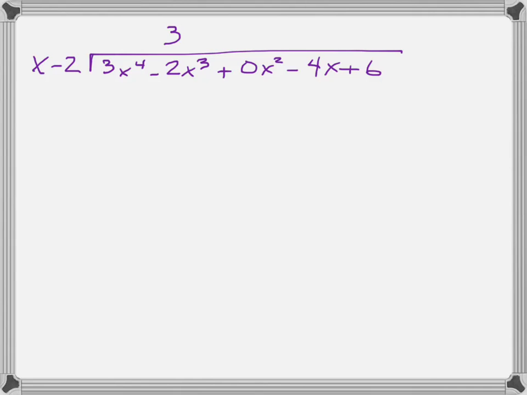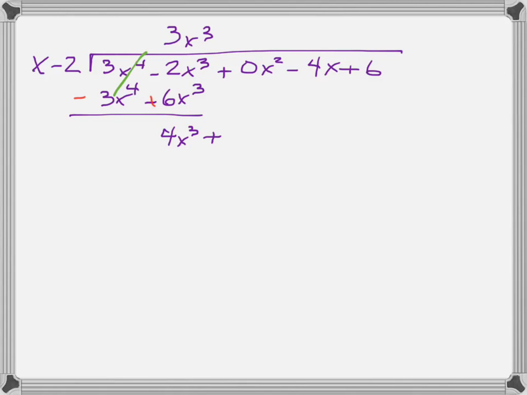So we're going to ask ourselves, what do we multiply the x by to get 3x to the 4th, and that would be 3x to the 3rd, giving us 3x to the 4th, and then 3x to the 3rd times negative 2 gives us negative 6x cubed. We're going to change our signs and add. Therefore, the 3x to the 4ths cancel out. And then negative 2x cubed plus 6x cubed is going to give us positive 4x cubed.